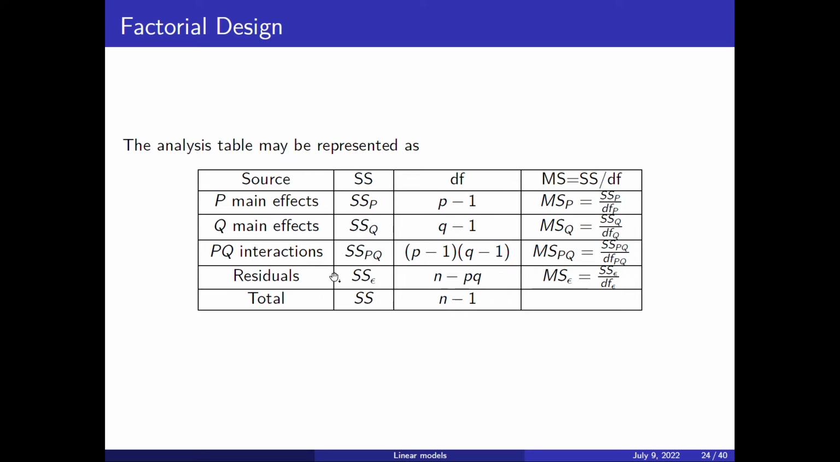So we would have the total sum of squares that is decomposed into a part explained by the main effects of the first factor, the main effects of the second factor, the interactions between the two factors, and then something that I'm not able to explain that goes to the residuals. And in terms of degrees of freedom, this one is using p minus 1, this is using q minus 1. This is the product of these two, so p minus 1 times q minus 1, and then all the other degrees of freedom go for the residuals.